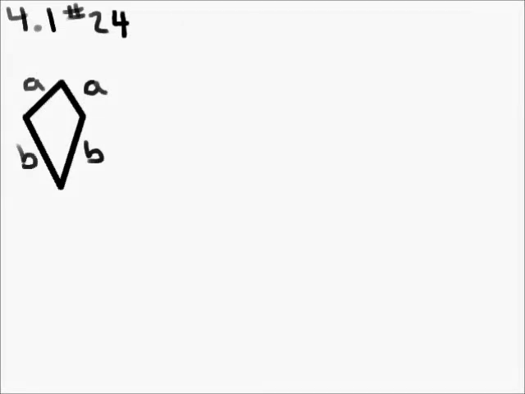Okay, in this video we're going to take a look at some problems from section 4.1. First up, number 24. If A is equal to B, then the kite shown is a rhombus.